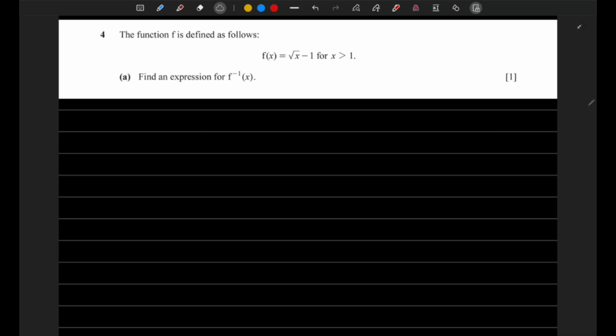First of all, we put f of x equal to y. Putting y equal to f of x, we will have y equals root x minus 1. Then making x the subject.